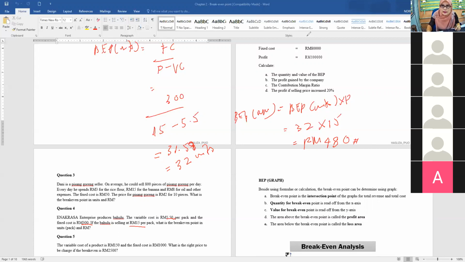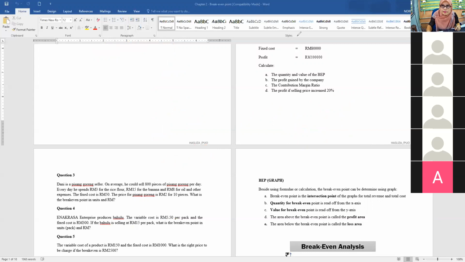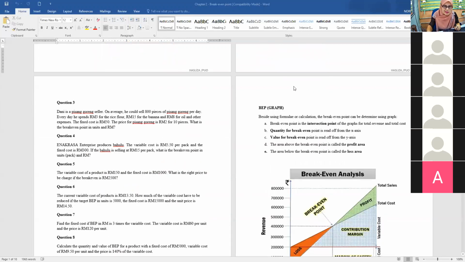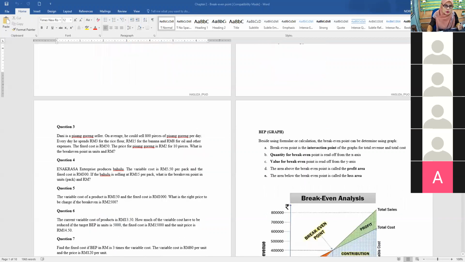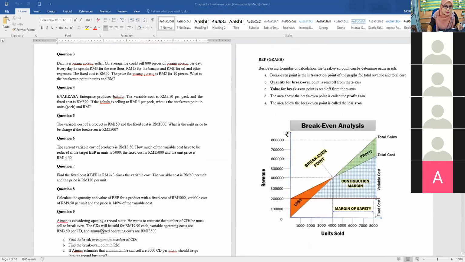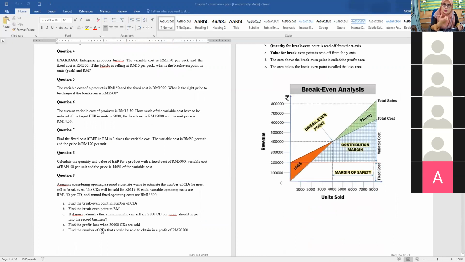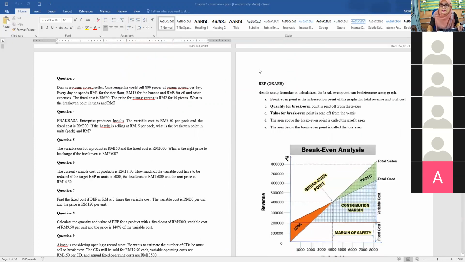Ada soalan? Any question? Okay, kalau tak ada soalan, nanti awak cuba buat question 2, 5, 6, 7, 8 and 9. Nanti saya akan bagi jawapan. Okay, next class baru saya akan explain break even point untuk graf.